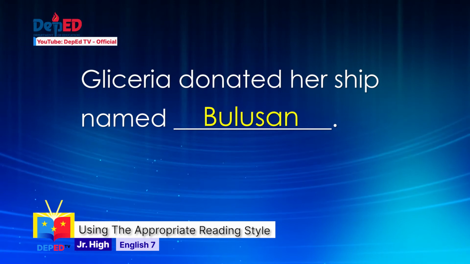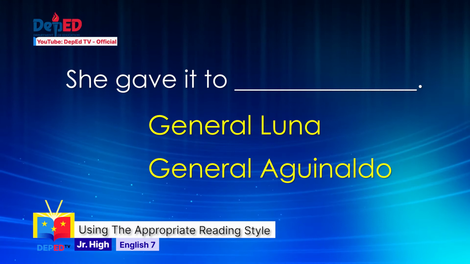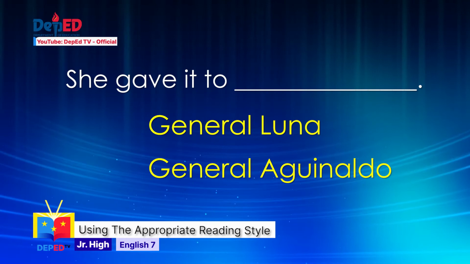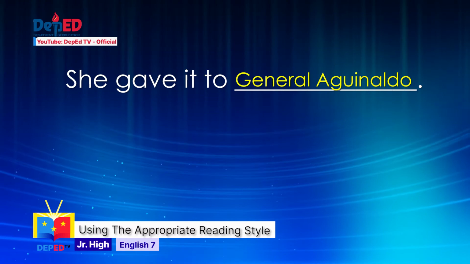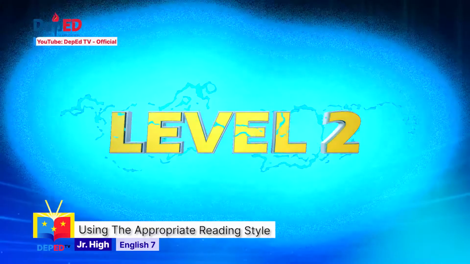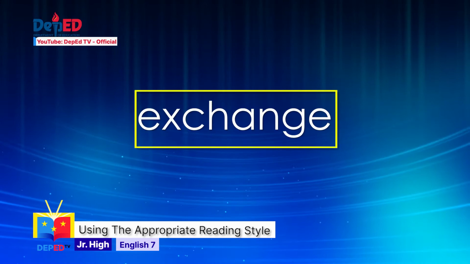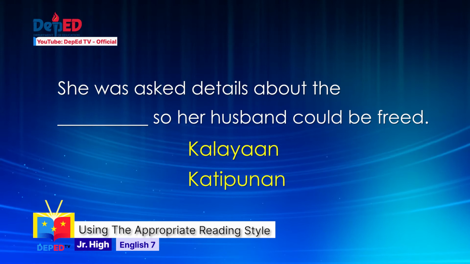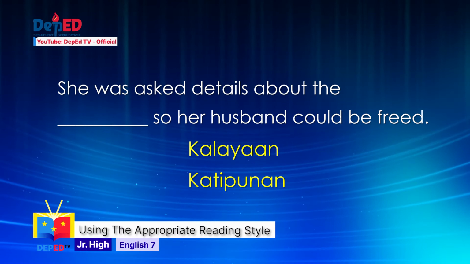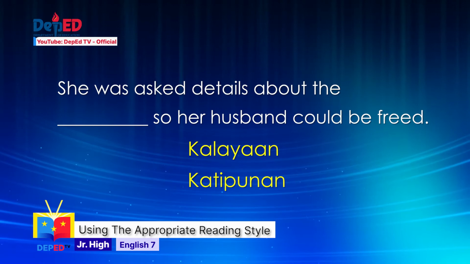Answer this question. She gave it to blank. General Luna, General Aguinaldo. And the answer is General Aguinaldo. Level 2, above average reading speed. Answer the question. She was asked details about the blank so her husband could be freed. Kalayaan, katipunan. And the answer is katipunan.